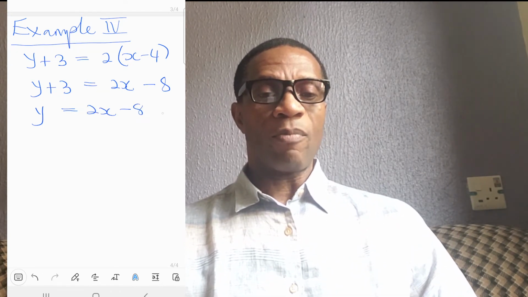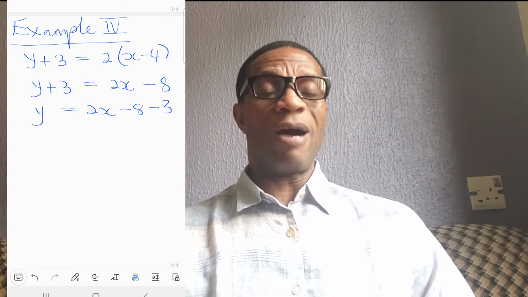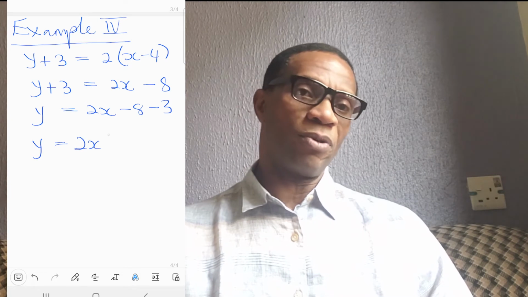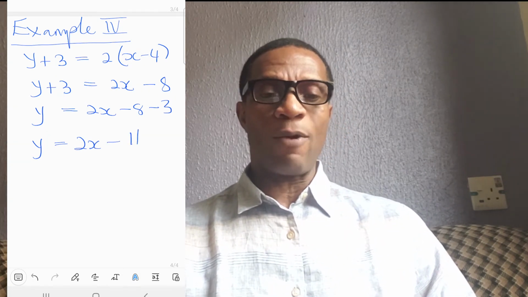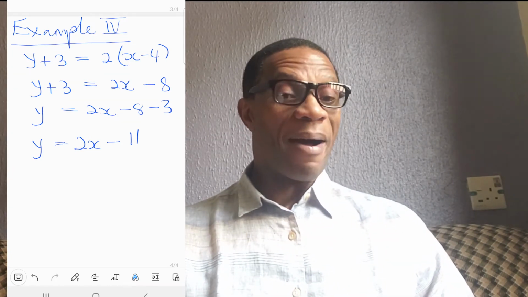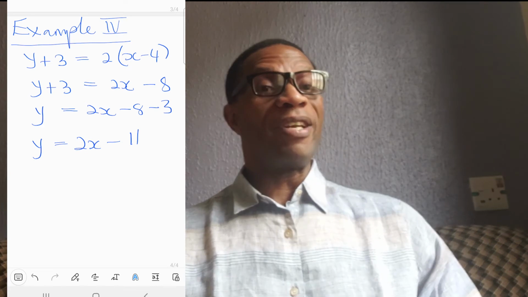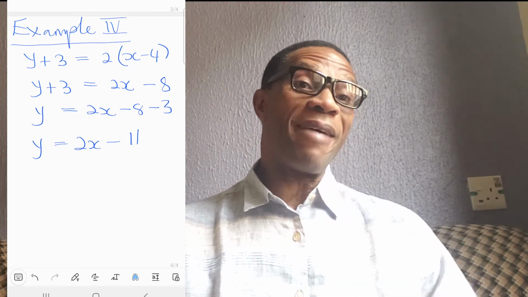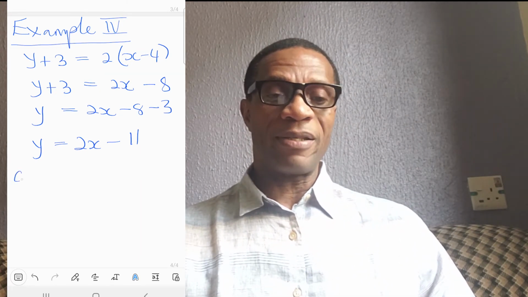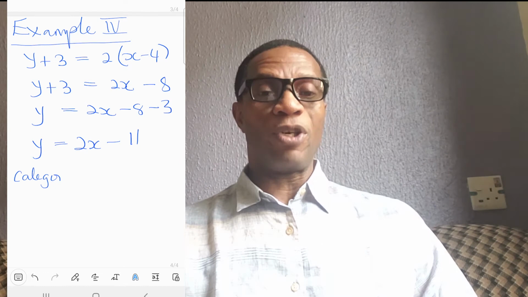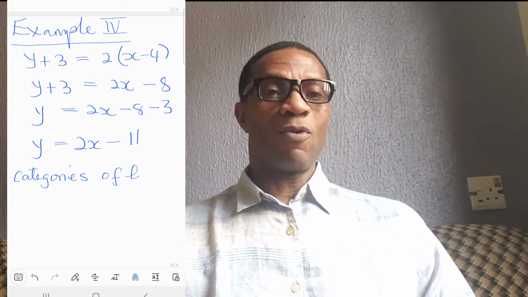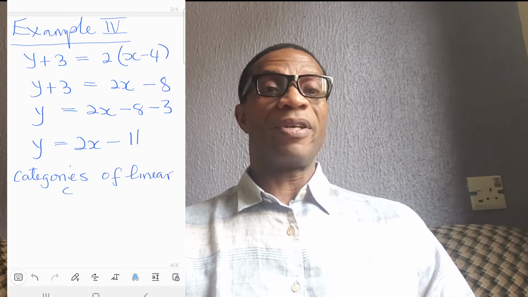Now, since you have both y and x and we're looking for y as an expression, we need to move 2x to the other side of the equation. So that will now make our expression look like y is equal to 2x minus 8 minus 3. Remember that plus 3 was on the left hand side; when I move it to the right hand side of the equation, the sign changes. That now leaves our equation as y is equal to 2x minus 11.